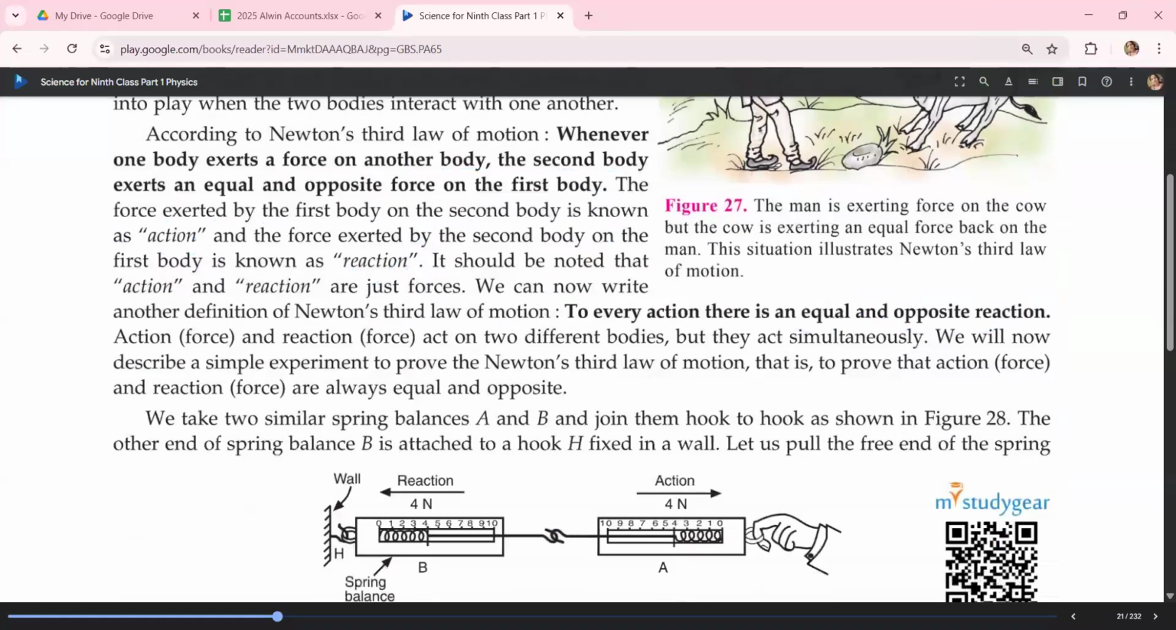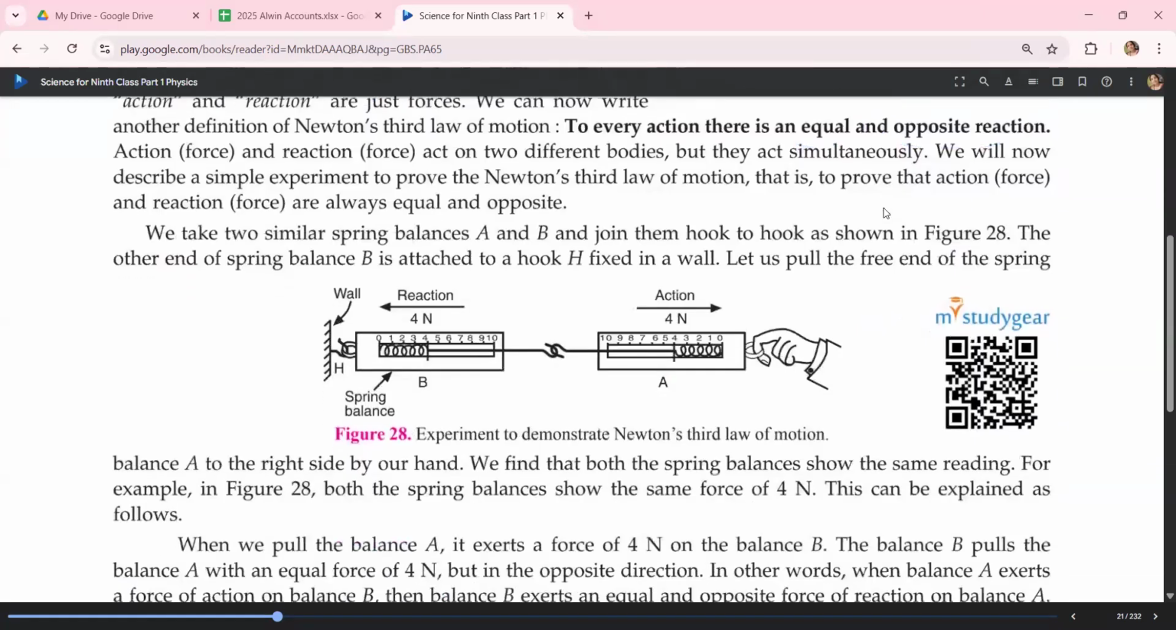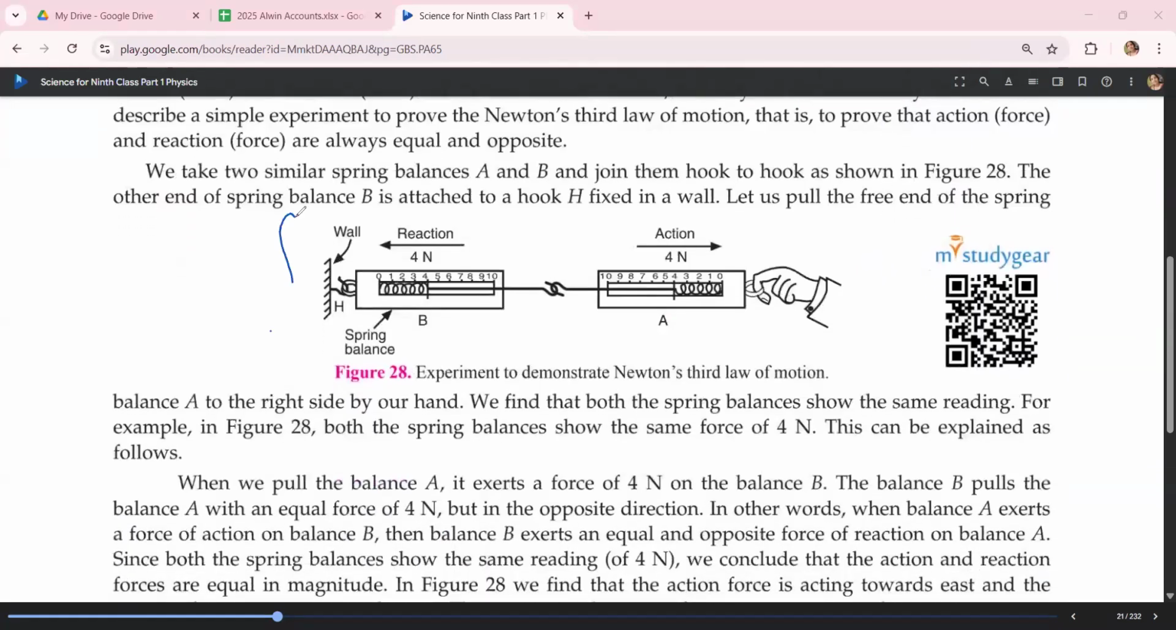Okay. Now we take two similar spring balances. Acha, this can also be explained through this setup. What you need to do is fix one spring balance with a hook on a wall. So like with a point on a wall, you have fixed this spring balance, right? And with the hook of it where you attach the load, there you need to attach another spring balance and pull it with your hands in the direction opposite to the wall. You will see here that both the spring balances will show you the same force, 4 Newton each.